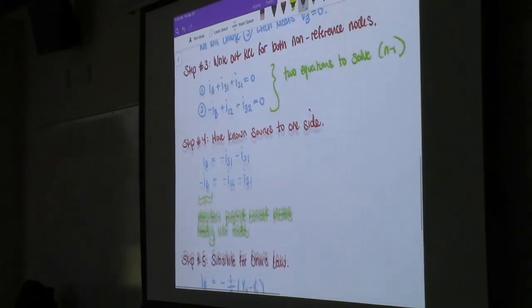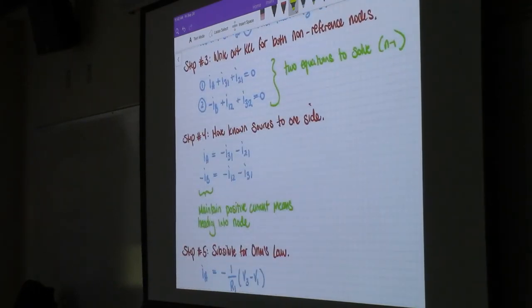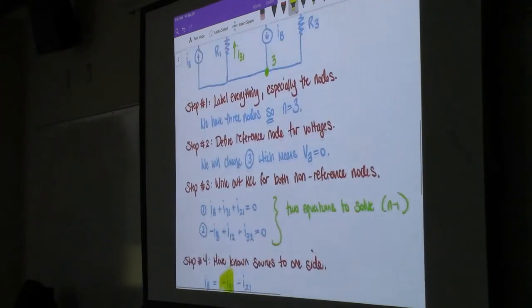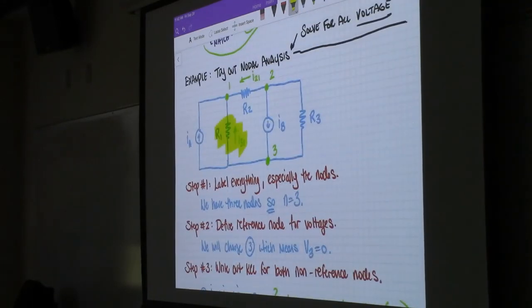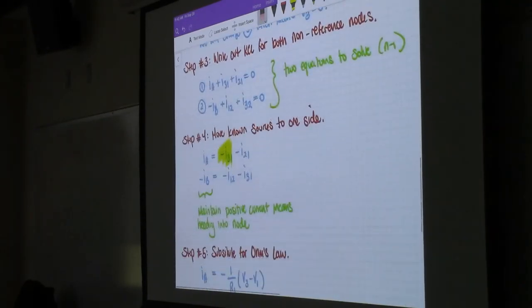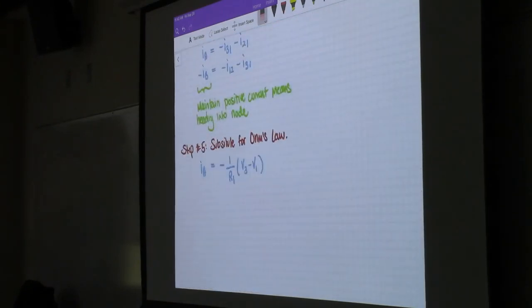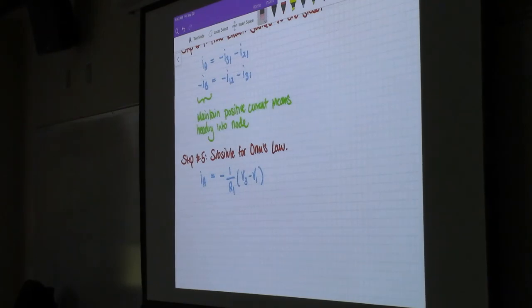Let's take a look back up here. So we're dealing with I31, which is right here. So that's going to be V3 minus V1 over R1, right? V3 minus V1 over R1, and the negative comes from the fact that it's already negative up top. All right, hopefully the rest of these we can do a little bit more quickly.